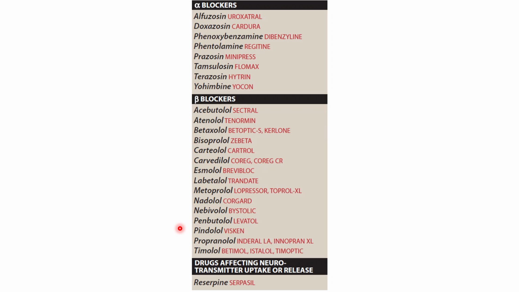Beta blockers can also decrease gluconeogenesis in the liver and decrease glucagon secretion, and that is why these drugs are contraindicated for diabetic patients, because they will lead to hypoglycemia and can lead to coma and death.